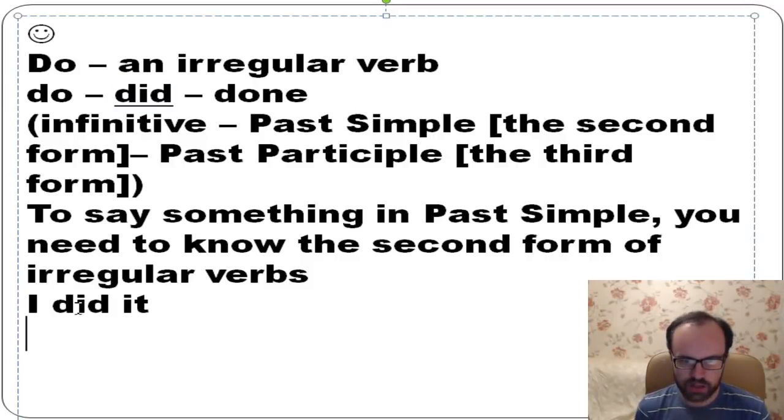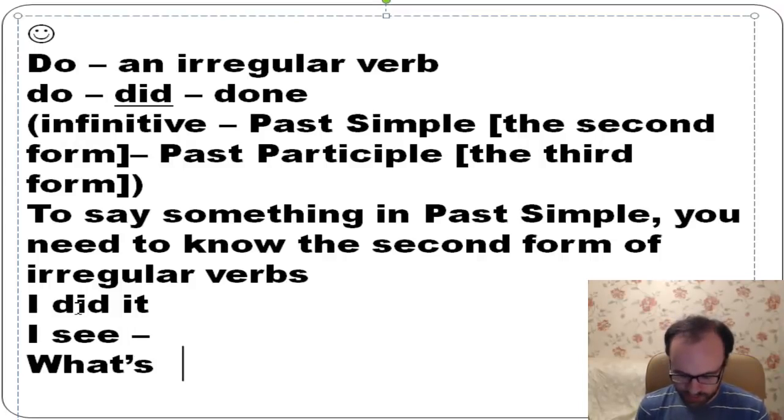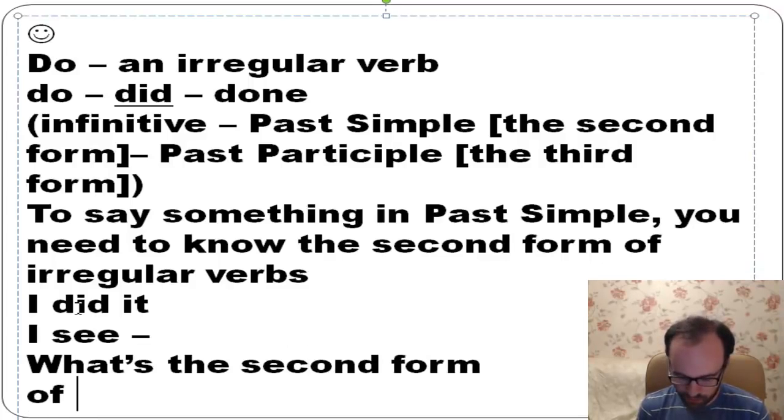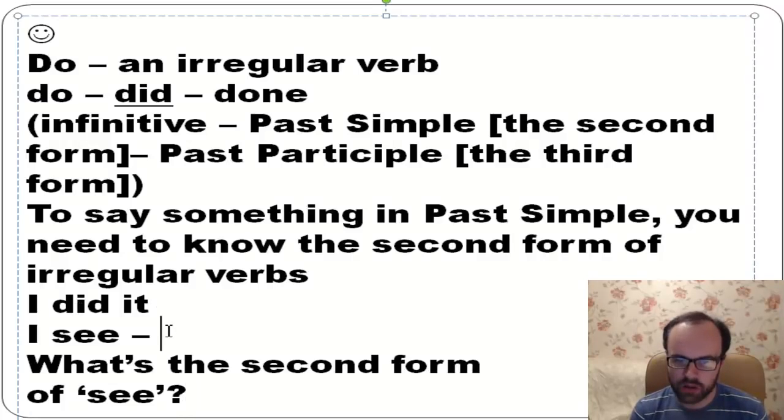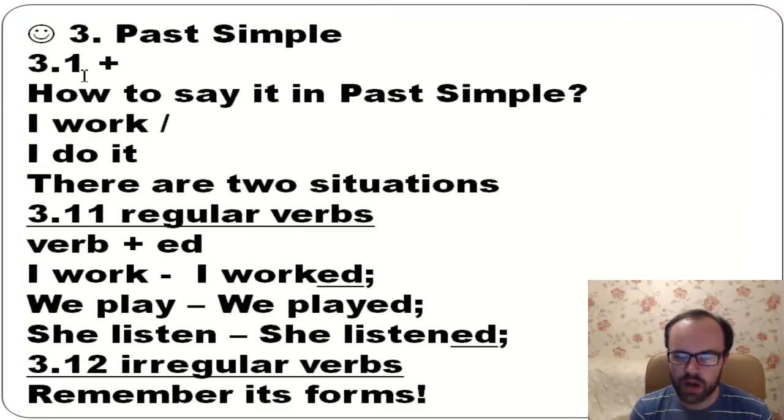I did it. Look, I see, it's present simple. So what is the second form of see? It's saw. So you say I saw, okay? So past simple. How to say it in past simple? I work, I do it.